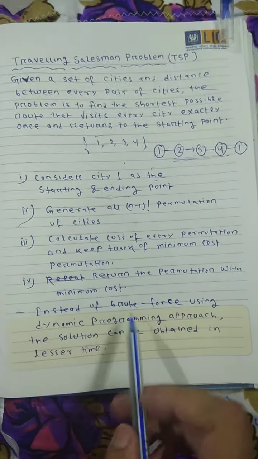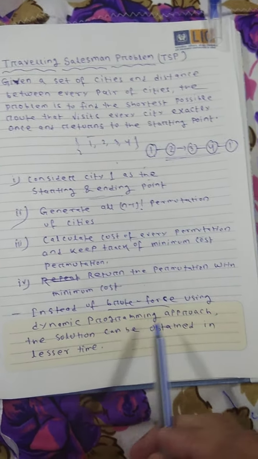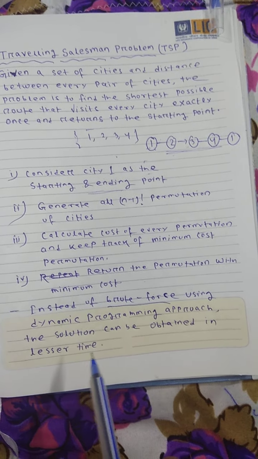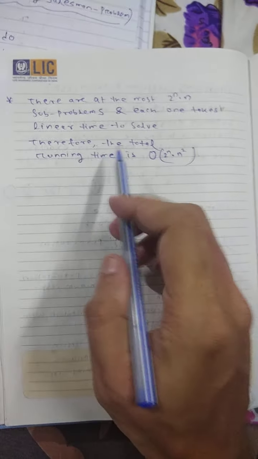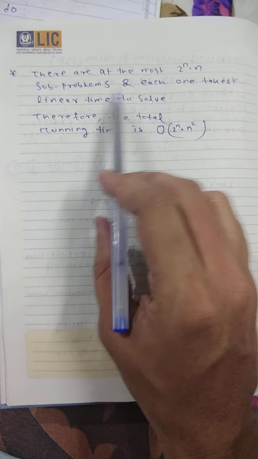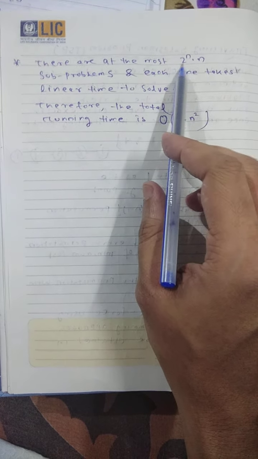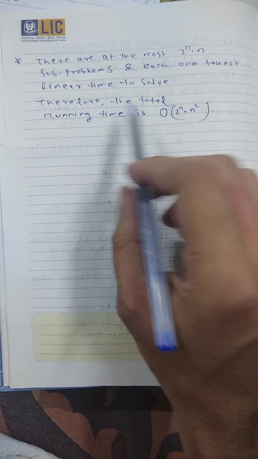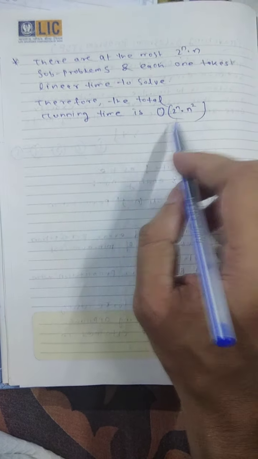Instead of this brute force approach, if you follow the dynamic programming approach, the solution can be obtained in less time. If you follow this dynamic approach, the total number of subproblems reduces to 2 to the power n times n, and each one takes linear time to solve, so you have to find the total complexity accordingly.